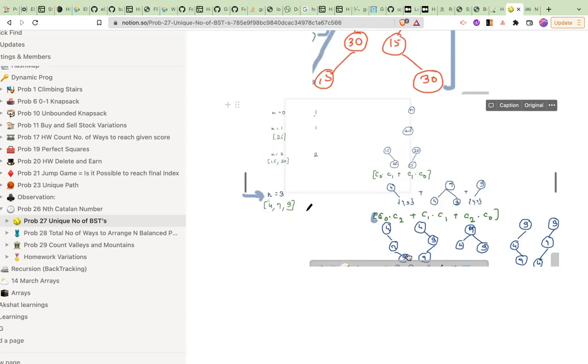This is how unique BSTs work. It's just the same code, just copy paste the same code in that. That would be your answer. So this is how we did the nth Catalan number and the unique number of BSTs.